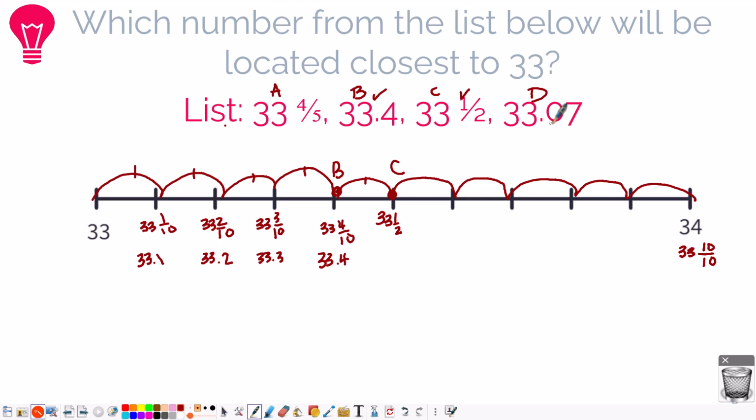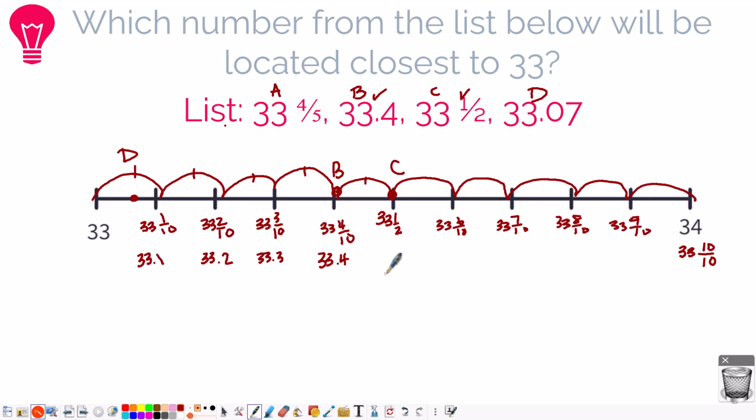But where would 33 and 7/100ths be? Well, 100th isn't even a 10th, so it would have to be somewhere over here. This would be D. And then finally, where's 33 and 4/5ths? So let's continue. This is 4/10, 5/10, 33 and 6/10, 33 and 7/10, 33 and 8/10, 33 and 9/10.